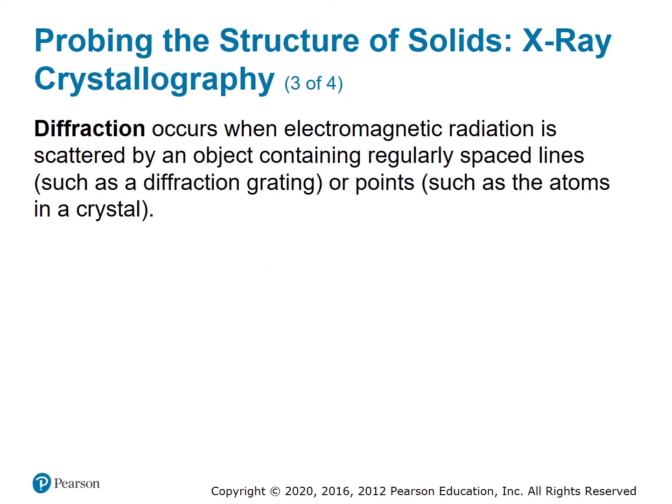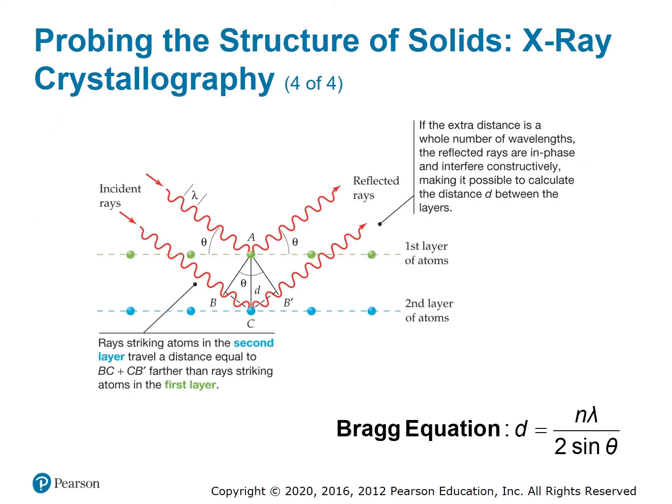Diffraction is what happens to electromagnetic radiation when it is scattered by an object with regularly spaced structure, like a diffraction grating, prism, or, in our case, atoms in a crystalline solid. When X-rays diffract off a crystalline solid, measuring the angles at which the rays constructively interfere provides information about the spacing of atoms in the solid.